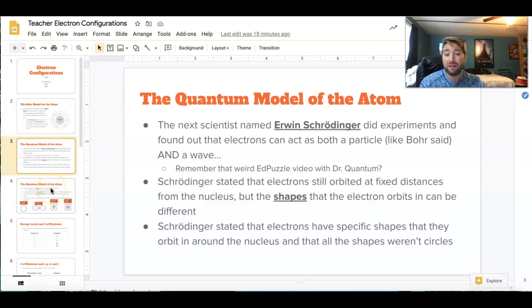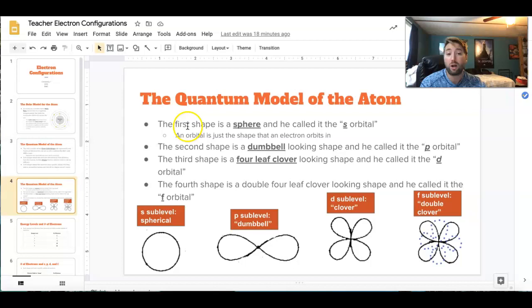So Erwin Schrödinger named his model the quantum model of the atom. And he said that the first shape that the electron can orbit in, or go around the nucleus in, is a sphere. And he called that the s orbital. So again, if we are orbiting in a spherical shape around the nucleus, we're orbiting in the s sublevel.